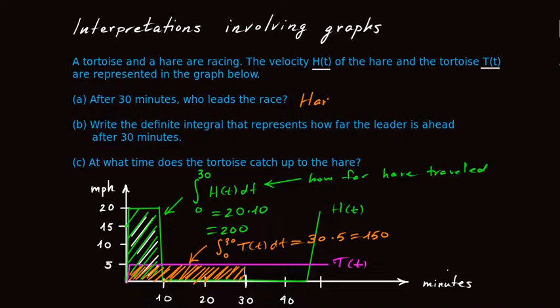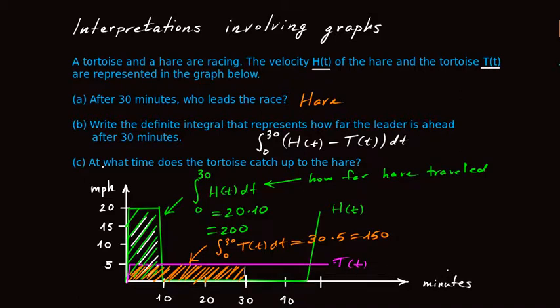Now, write a definite integral that represents how far the leader is ahead after 30 minutes. Well, we've actually written 2 integrals already, but we could form that into one. So it's basically 0 to 30, and I can write the hare minus the tortoise, because this is their relative speed. This is the change in the difference in the distances they've traveled.